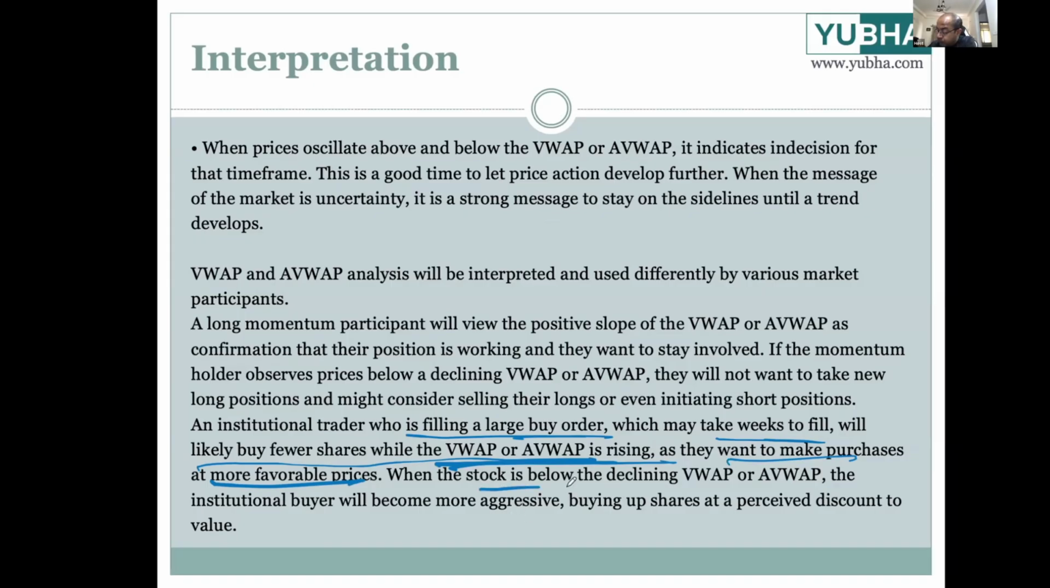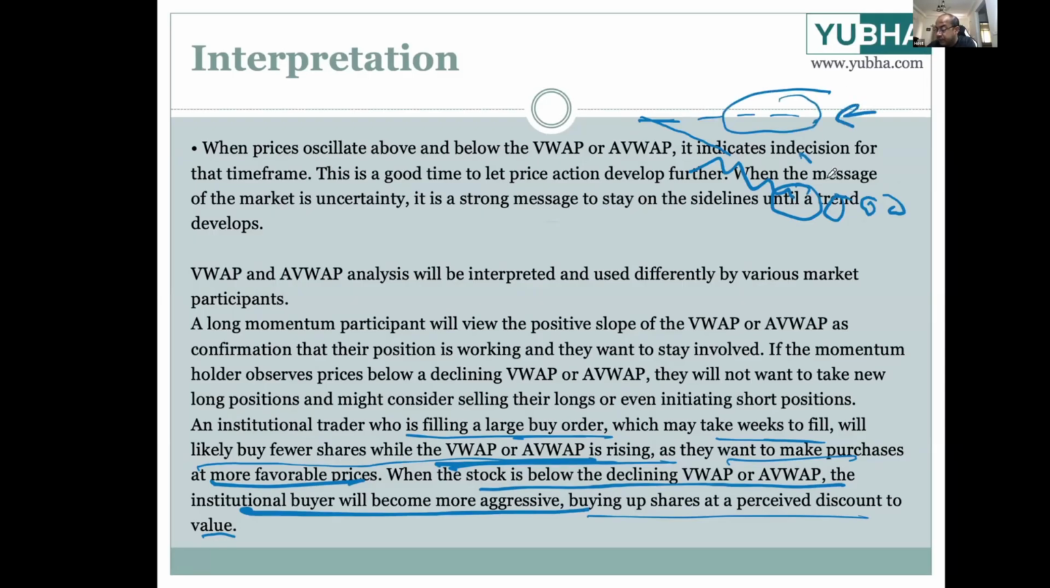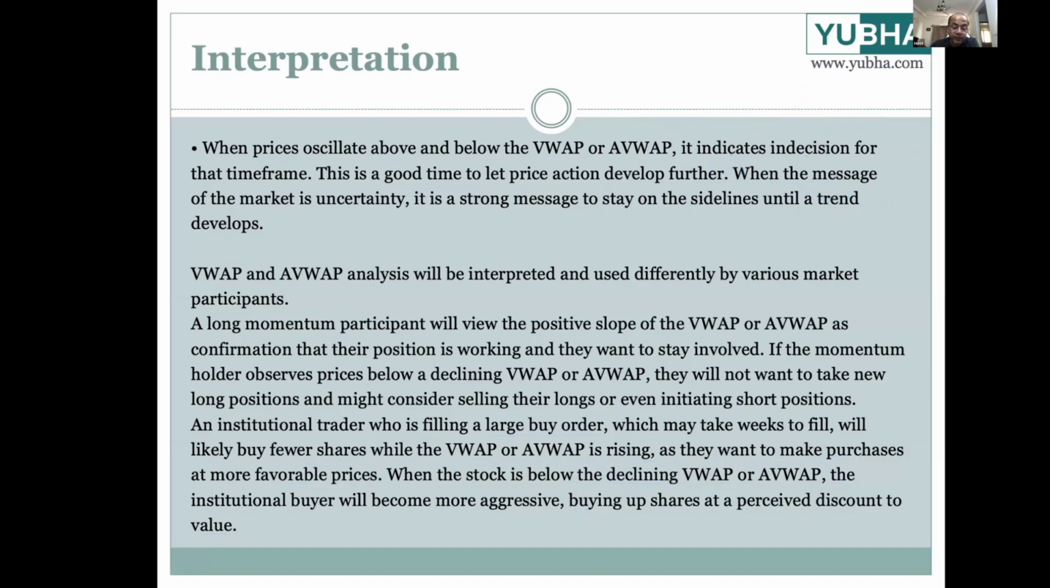When the stock is below a declining VWAP or AVWAP, the institutional buyer will become more aggressive and they will keep buying because, from their point of view, they're getting that share at a discount. So, if this is the price that they were willing to buy and the anchored VWAP is trending downwards and the prices are below this particular price point, then they'll keep buying and trying to fill their kitty, because they feel that the value is at this price and they're getting something below the value, and they would want to keep accumulating that particular share.